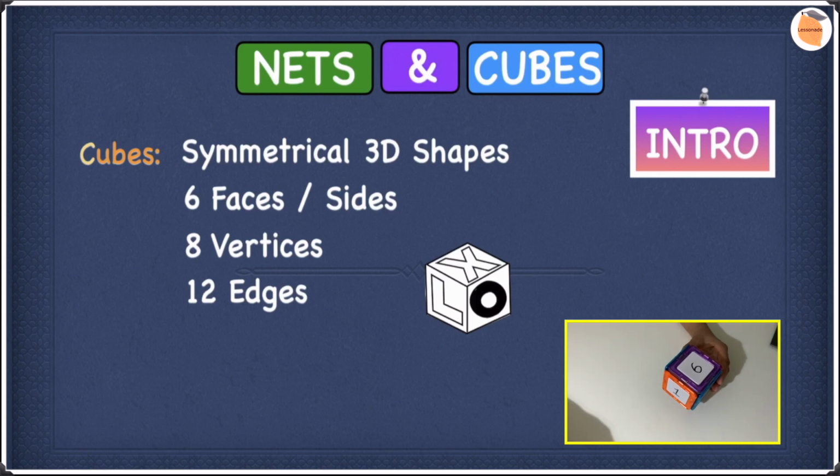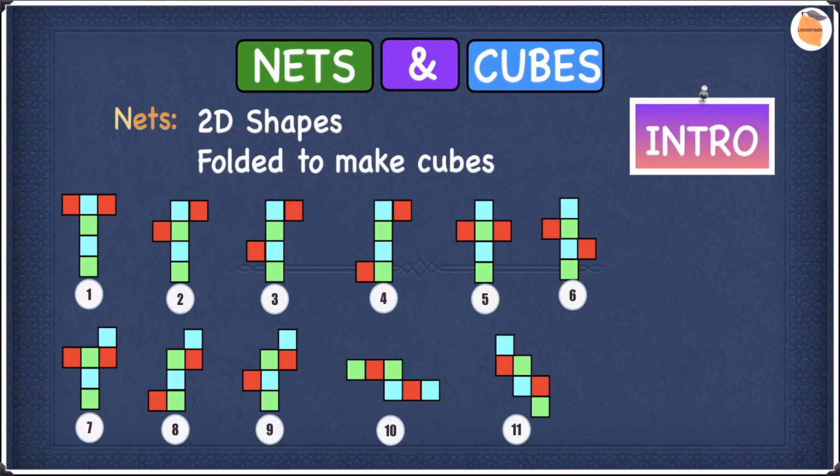Now let's move to nets. Let's have a look at nets now. Nets are 2D shapes that can be folded to make cubes. As you could see, we have 11 different nets that can be folded to make a cube.